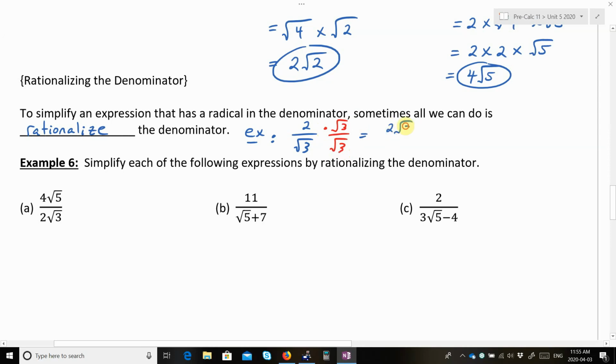So we end up with 2 root 3 on the top, and the square root of 3 times the square root of 3. At first, it's the square root of 9, but the square root of 9 is just 3. So that gives us a nice number in the denominator, which is actually a rational number because you can write it as a fraction, and it gets rid of the square rooty kind of number, which is irrational. And that's what rationalizing the denominator is.